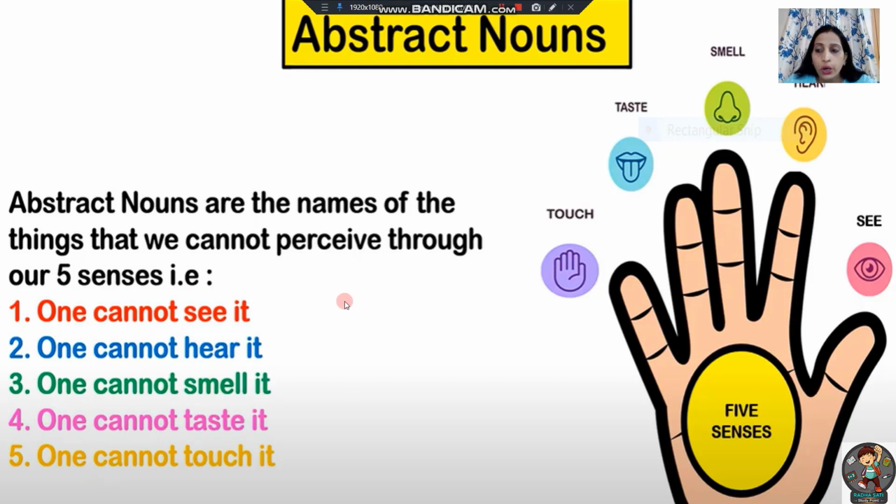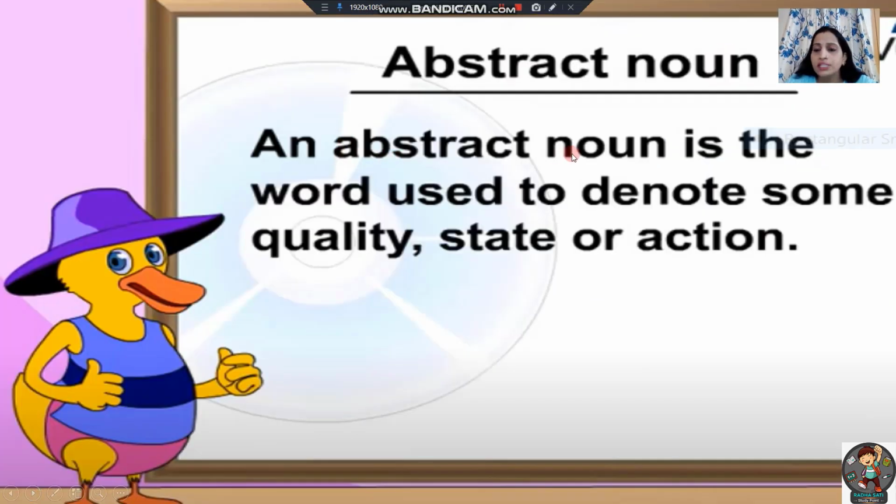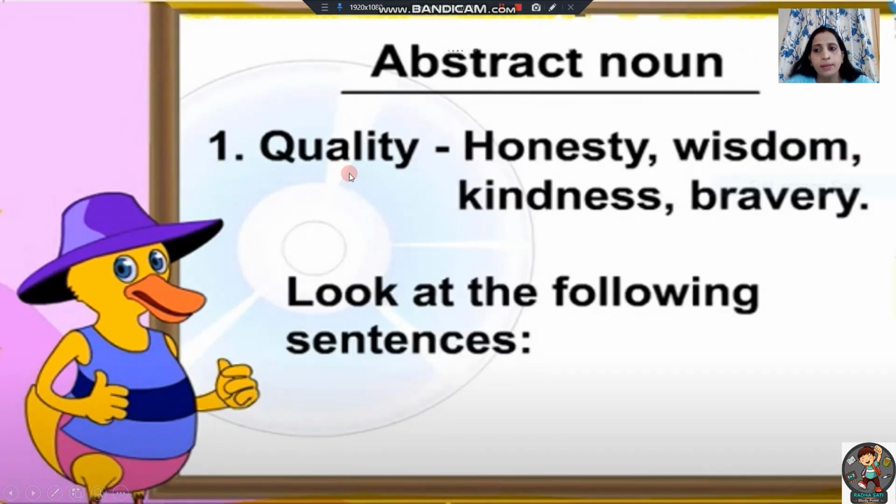Okay? So things that we cannot feel through our 5 senses, those are known as abstract nouns. So now we will learn in detail about abstract nouns. So an abstract noun is the word used to denote some quality, state or action. Okay. For example, quality can be like honesty. So we know that honesty is the best policy.